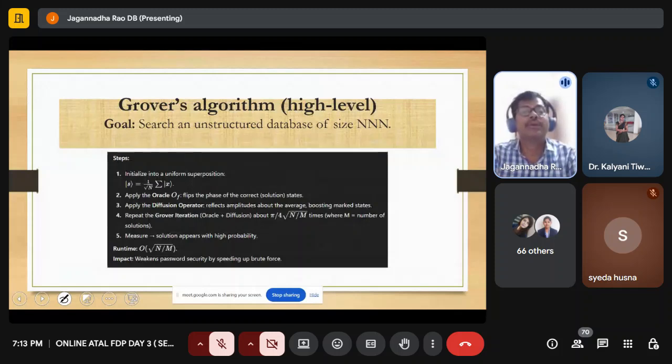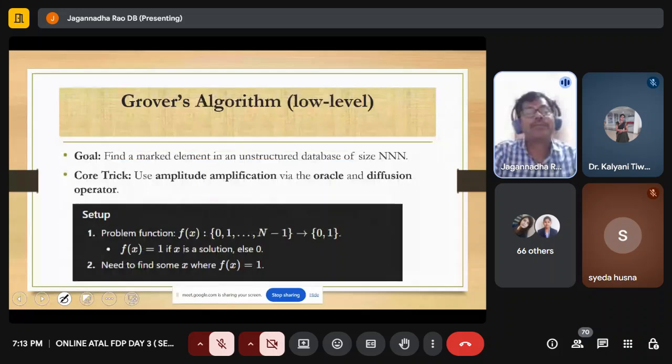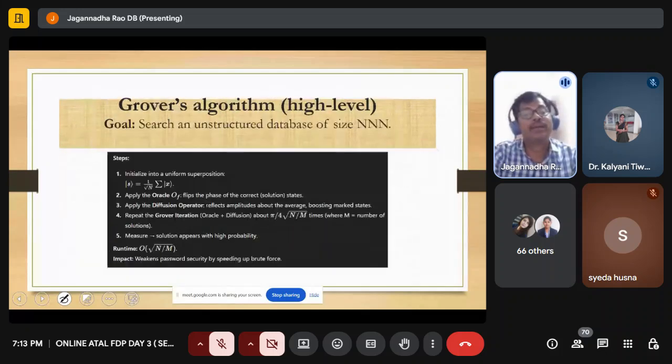Get the notation for it: you are taking 1 by root n, sigma, ket x. Apply the Oracle, which flips the phase of the correct, suitable states. Then apply the diffusion operator. These all are the searching algorithms we are using. We also have high level and low level algorithms; in detail, we are going into the low level algorithm.